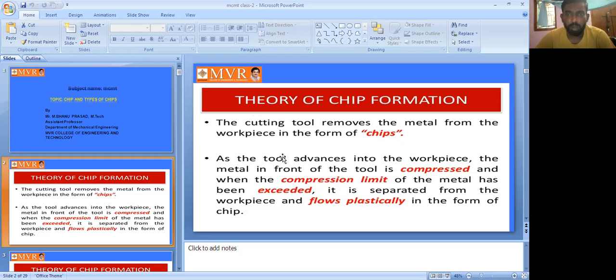As the tool advances into the workpiece, the metal in front of the tool is compressed, and when the compression limit of the metal has been exceeded, it is separated from the workpiece and flows plastically in the form of the chip. This we can call the chip.